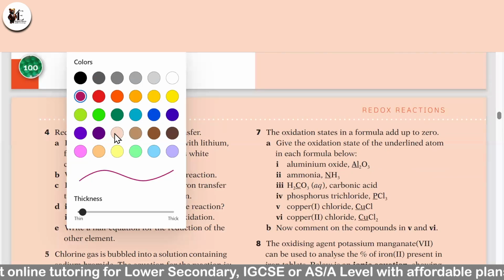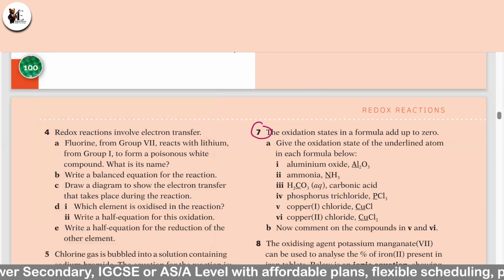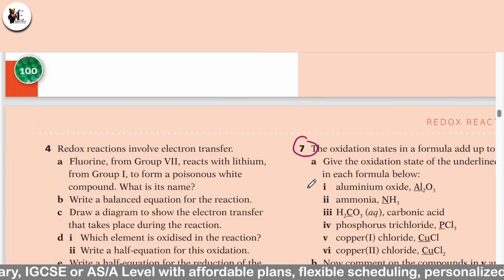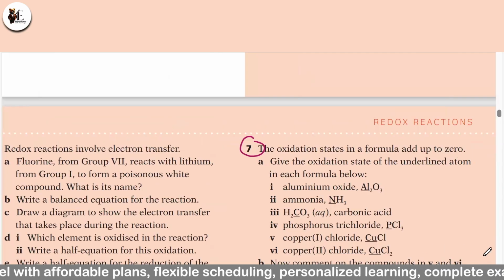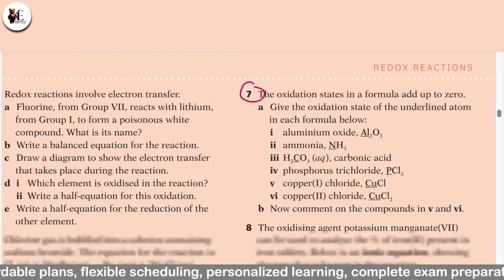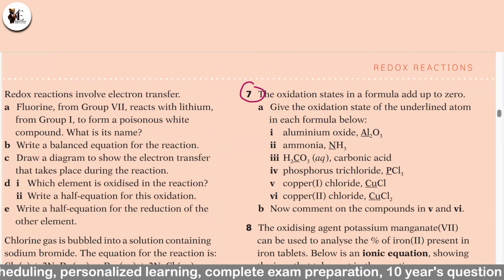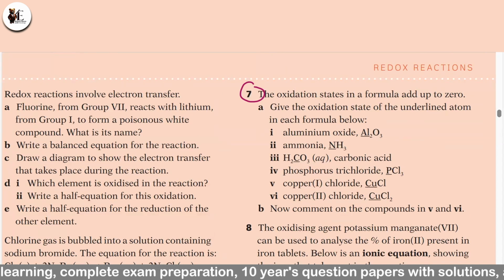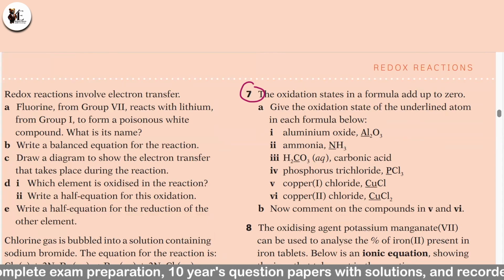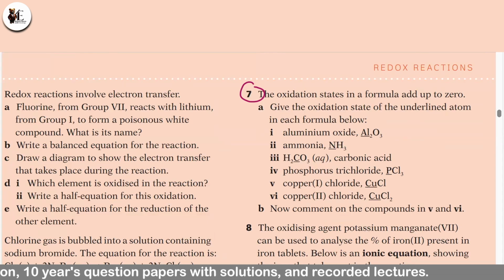So in question number 7, you have to tell me the oxidation number of the underlined elements. Let me zoom it out. Oxidation states in a formula add up to 0. This is the rule of oxidation number. You have to tell me the oxidation state of the underlined atom in the formula given below. Like for aluminium oxide, you have to tell me the oxidation number of aluminium. Similarly, in ammonia, you have to tell me the oxidation number of nitrogen.